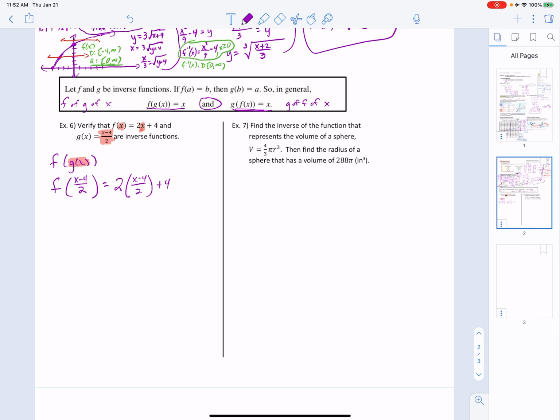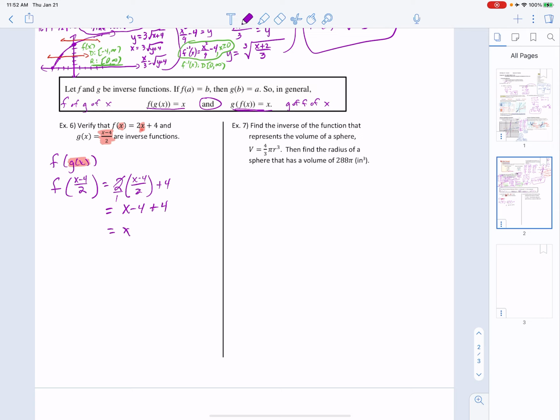Right? F of x was 2x plus 4. And I am replacing that x with the x minus 4 over 2. So we're actually putting g of x into f every place you see an x, and then simplifying. So when I multiply these, you can think of it as 2 over 1, the 2's cancel, and I have x minus 4. You have to show enough steps.